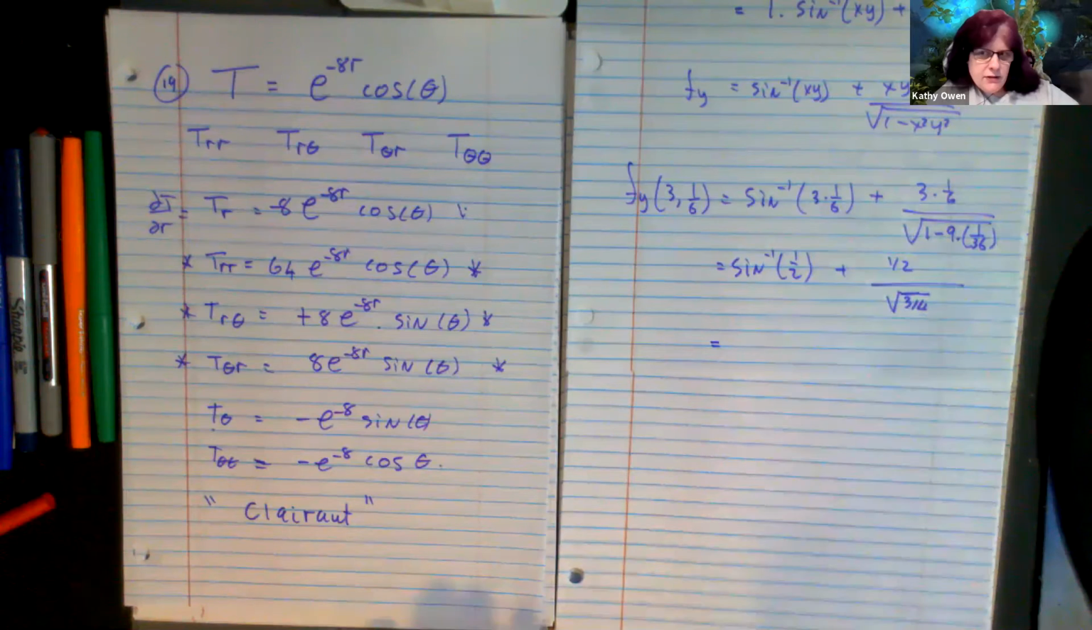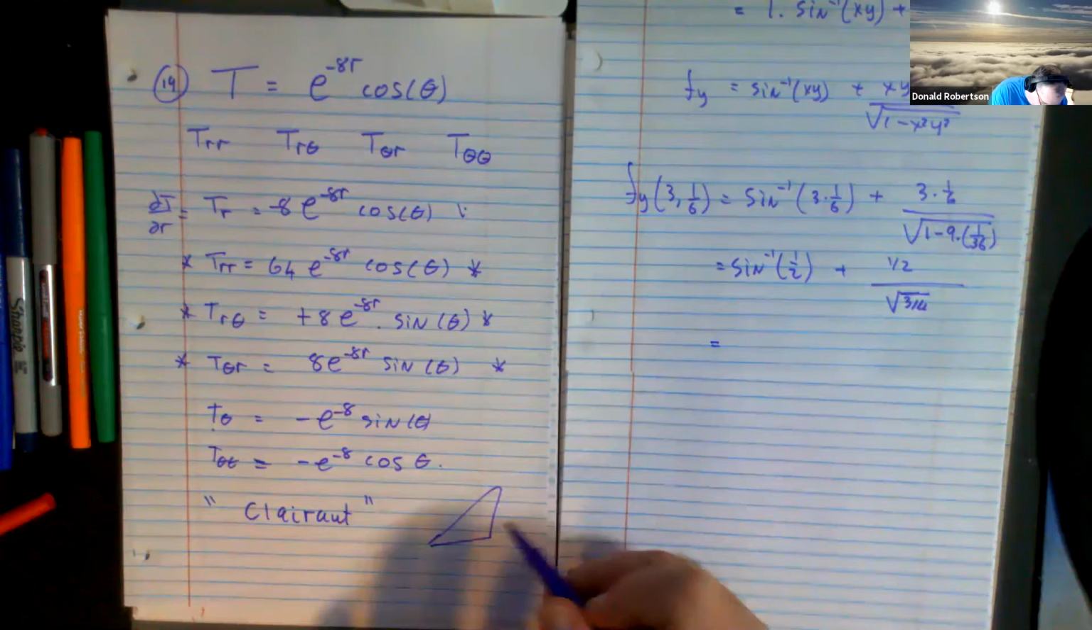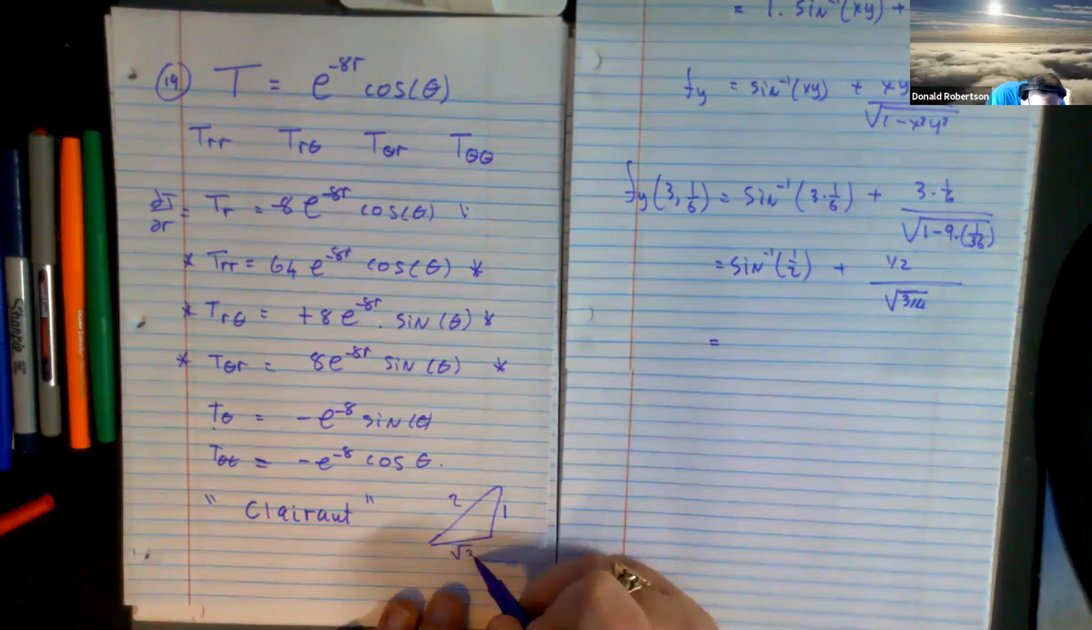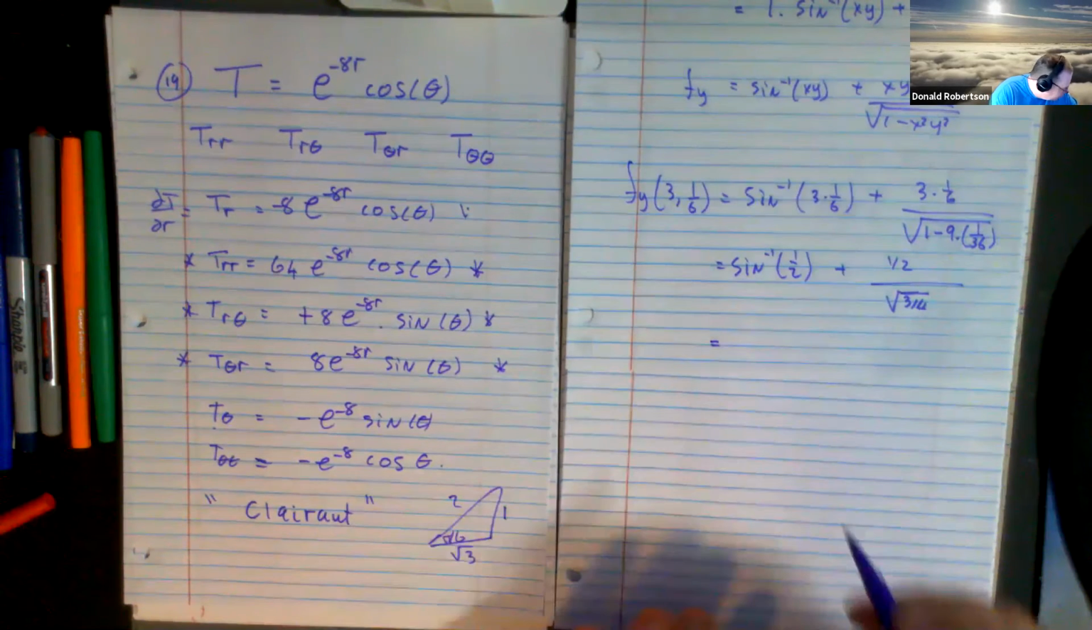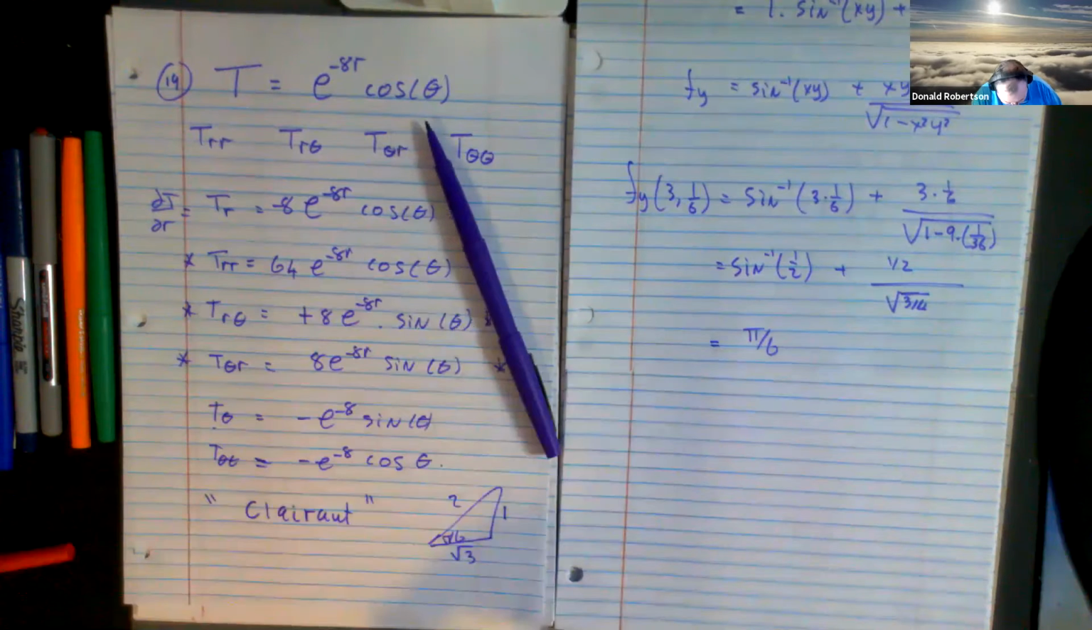Root 3. Pi over 6. Right, so there's going to be a 1 there, there's going to be a half there, there's going to be root 3, and it's pi over 6, correct. And let's do, here we go. Let's do a double check.